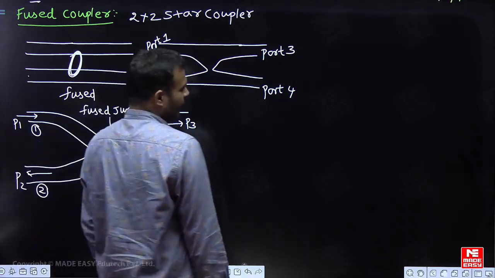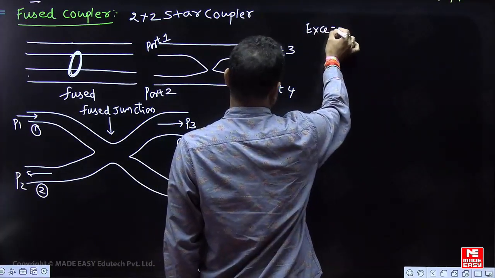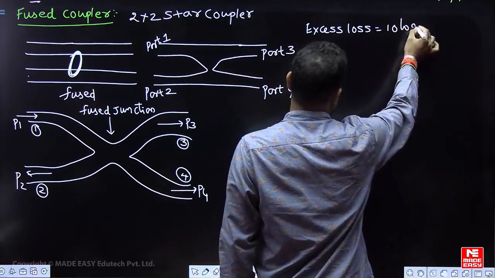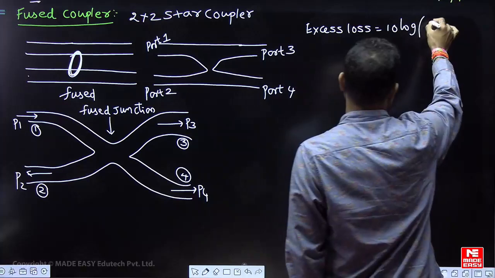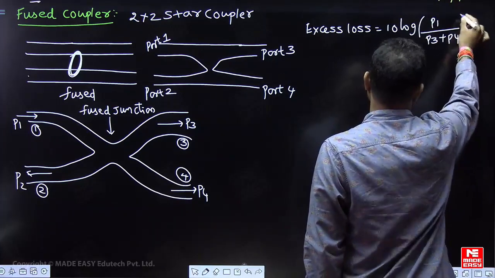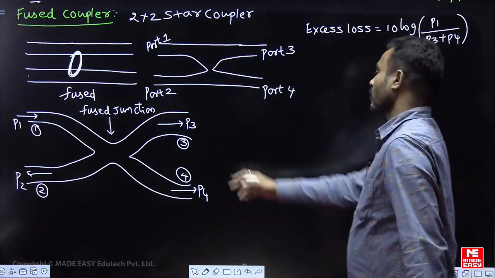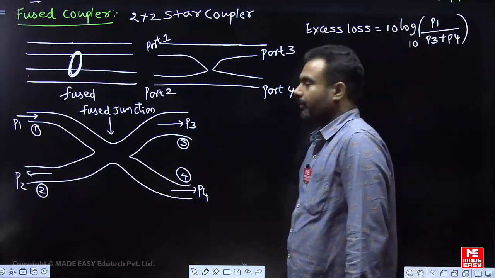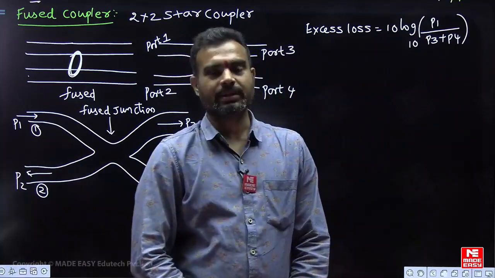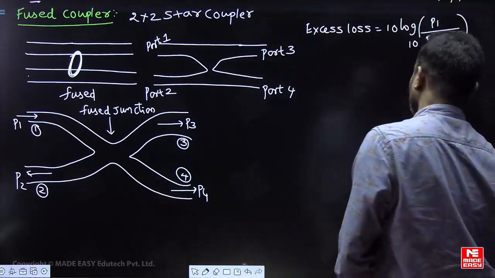Dear students, can you please tell me what the excess loss is? Excess loss is nothing but 10 into log of input power over total output power. Input power is how much? P1. Total output power is P3 plus P4, of base 10. Your P2 is not an output power, it is a backward power. Backward power is called directivity, crosstalk or cross coupling.